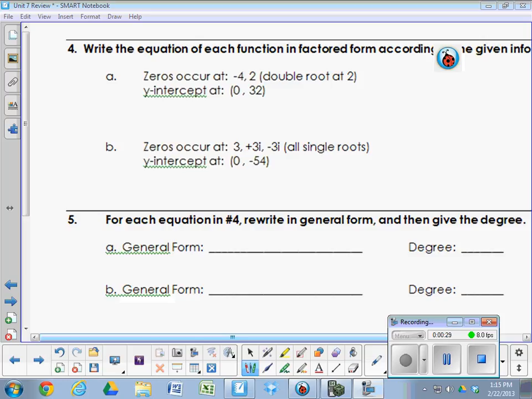The imaginary roots all come in pairs, and its partner is its conjugate. So if I tell you negative 7i is a root, so is 7i. All right? They always come in what are called conjugate pairs. So if you know that these are the zeros, then you can write this out like this.